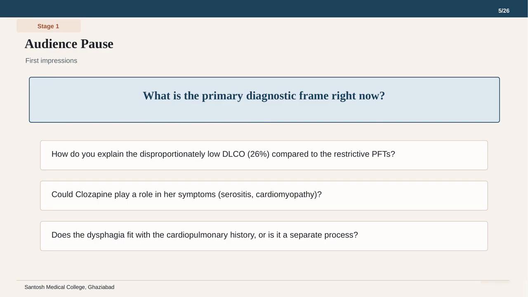Finally, look at the third bullet point regarding her dysphagia. Does this symptom truly fit with her known cardiopulmonary history, or could it represent an entirely separate process? These are the threads we need to start aggregating. Thinking through these possibilities helps us avoid premature closure. Let us see how our resident, consultant, and expert models approach these same questions during this initial stage.